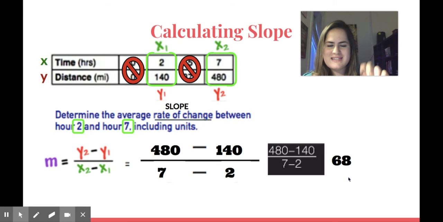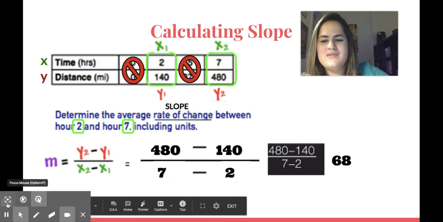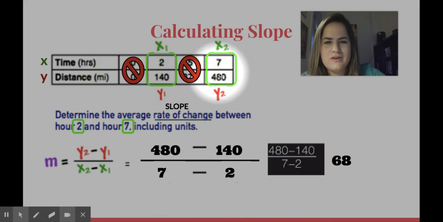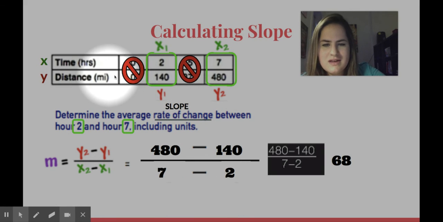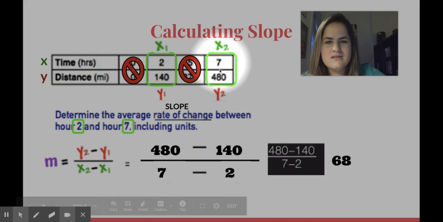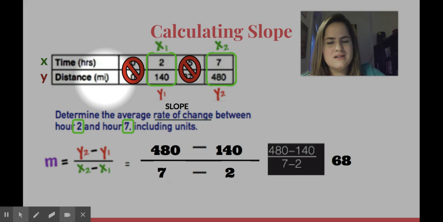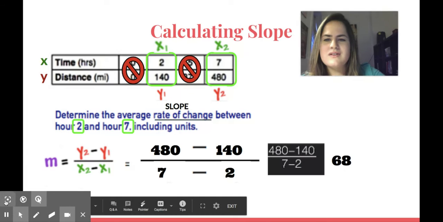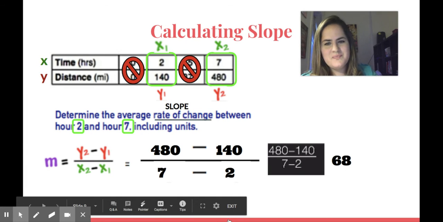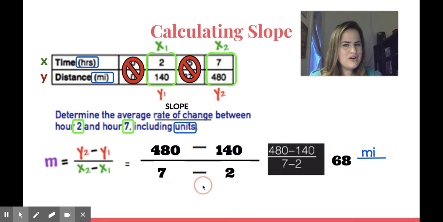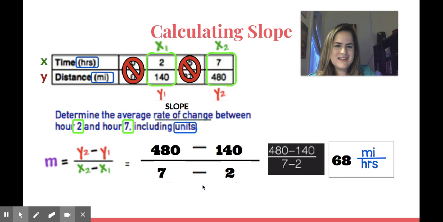There's 2 units that I used. When I was doing the top of my fraction, 480 and 140, the unit for 480 and 140 is miles. And then 7 and 2, the unit for those numbers is hours. So the units I used were miles and hours. Can anybody think of a unit that involves miles and hours? Well, if you said miles per hour, you were correct. And my answer would be 68 miles per hour. That's how you find slope.